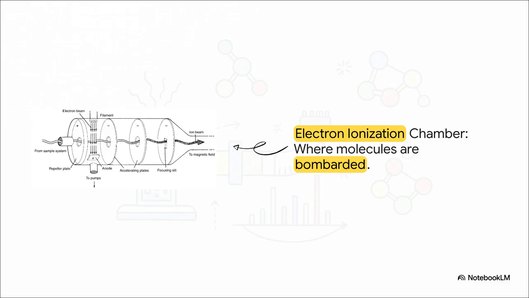As the sample enters the chamber, it gets blasted by a stream of high-energy electrons. It's such a violent collision that it literally knocks an electron right off the sample molecule, while also dumping a massive amount of excess energy into it. This leaves the molecule highly unstable, causing it to rapidly fragment into smaller pieces.